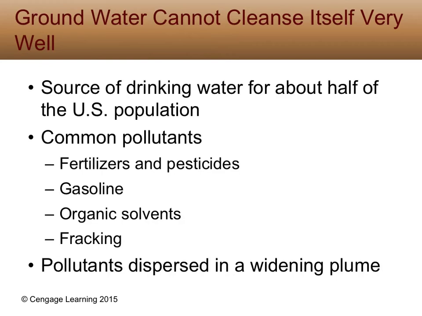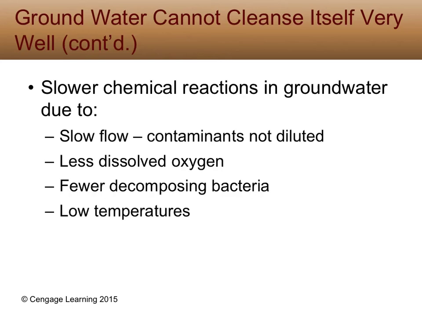Some common pollutants are fertilizers and pesticides, things farmers are using. Gasoline, other organic solvents like oil. Fracking is a huge concern right now because we don't know exactly what's being put in the ground to get that natural gas up, and what's happening is that's contaminating wells like out in Colorado and in Pennsylvania and other regions, and I'm sure it is in North Dakota where they're doing a ton of this too. And what happens is they just get dispersed more and more, widening over more area.